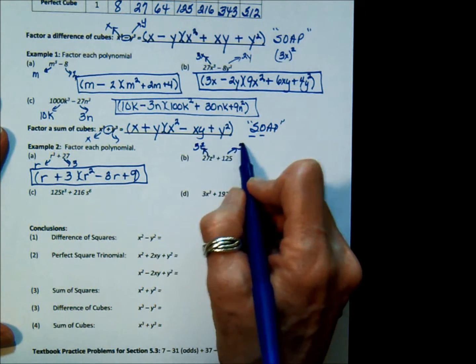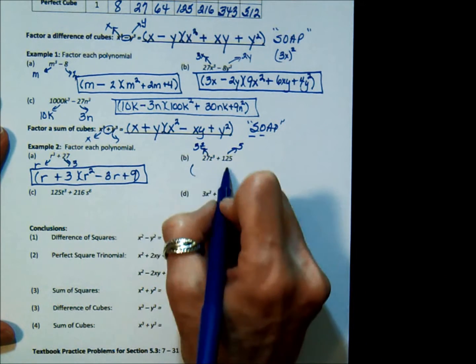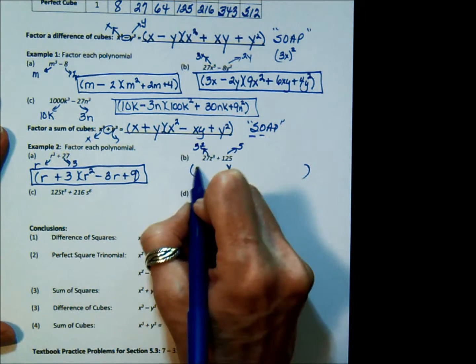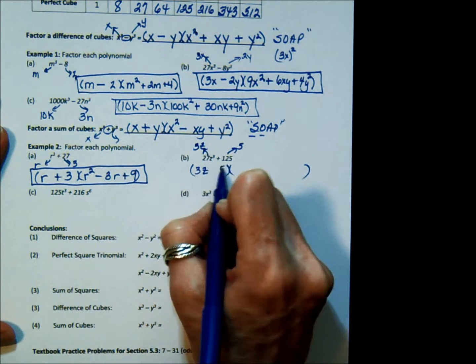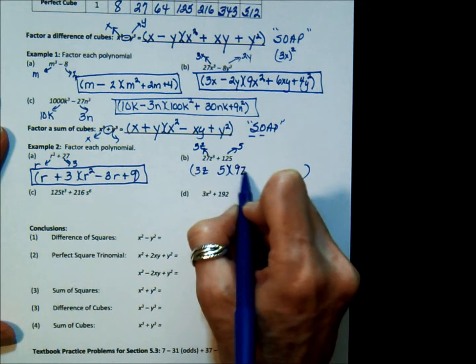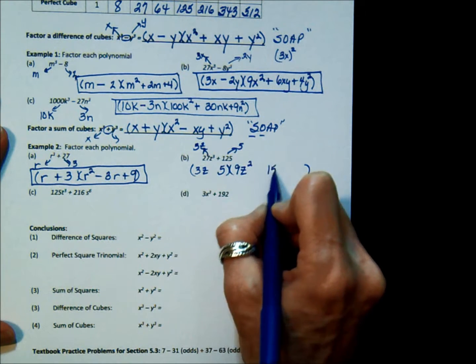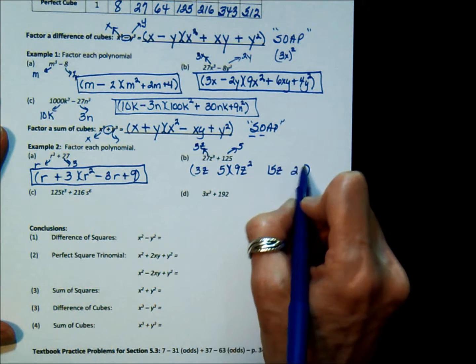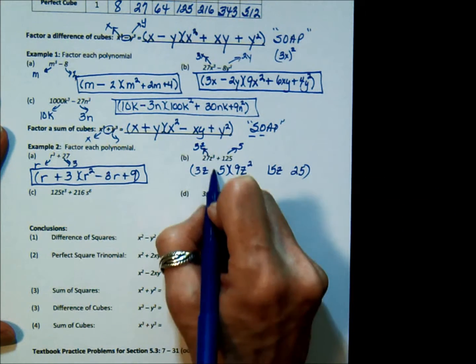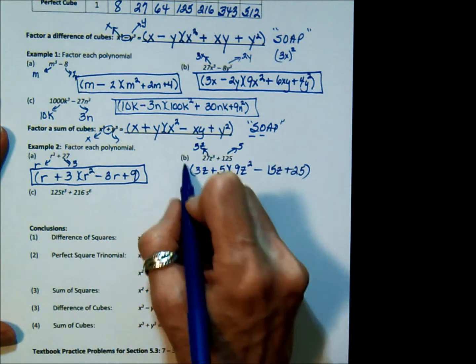All right, here, what got cubed is a 3z. What got cubed here is a 5. So we have first, second, first one squared, multiplied together, second one squared, same, opposite, always positive.